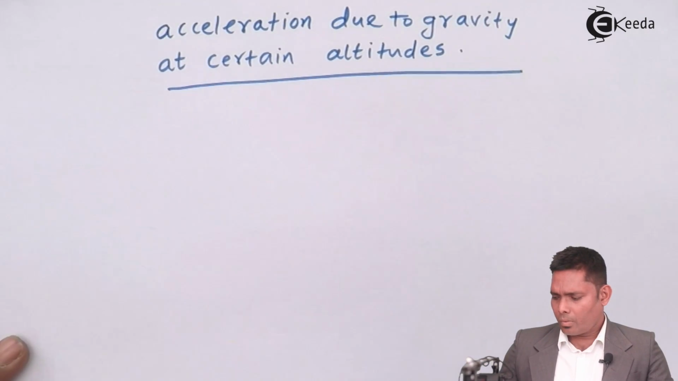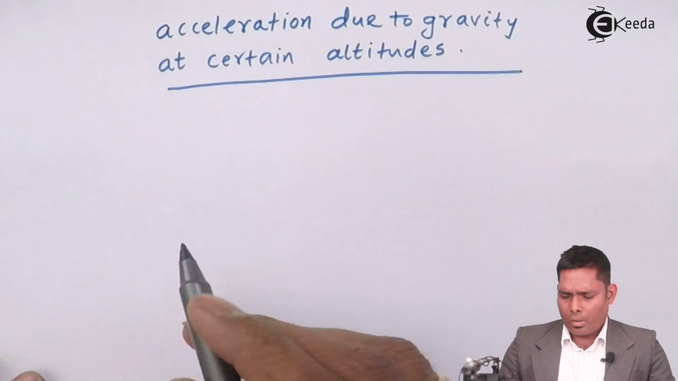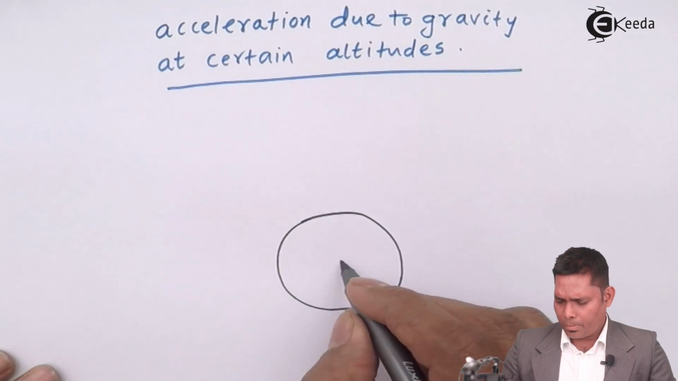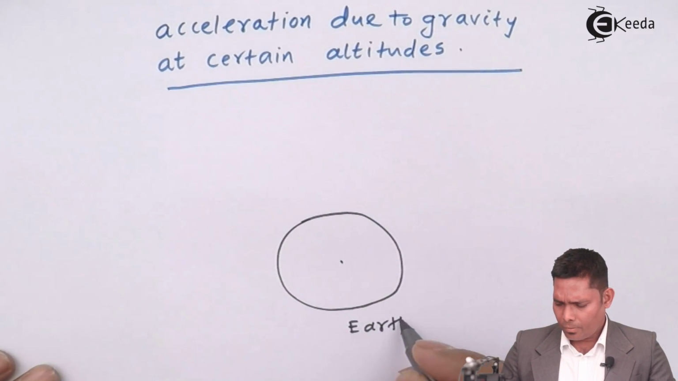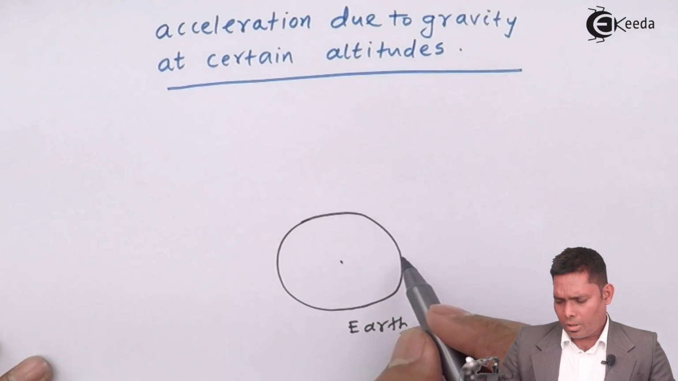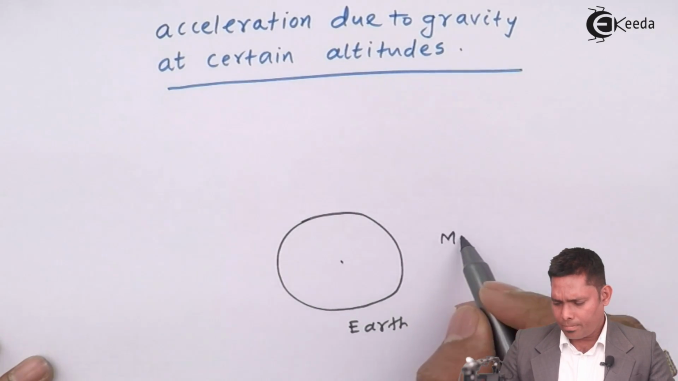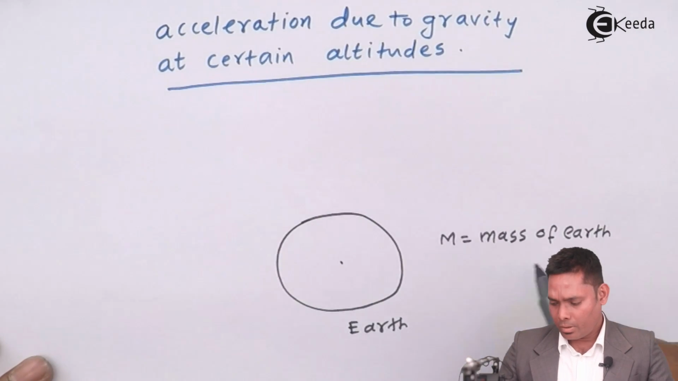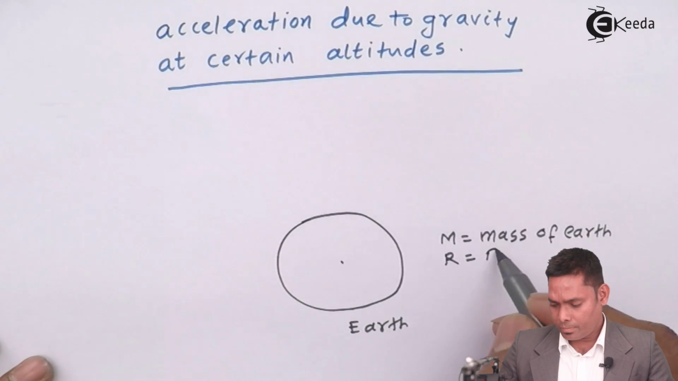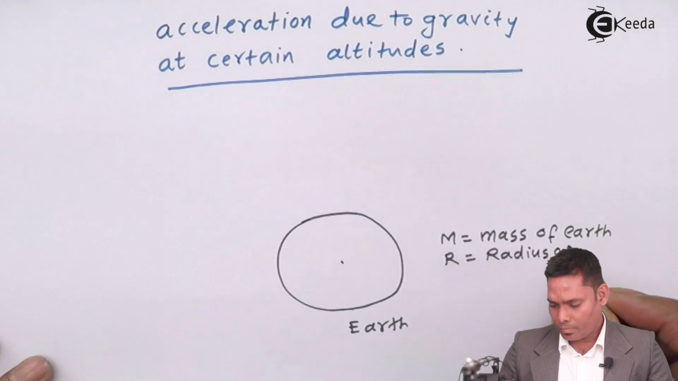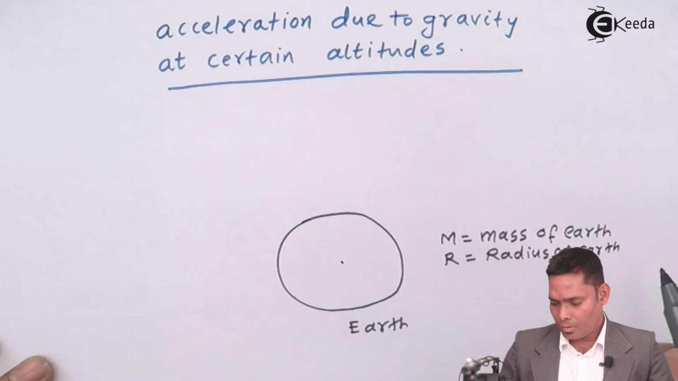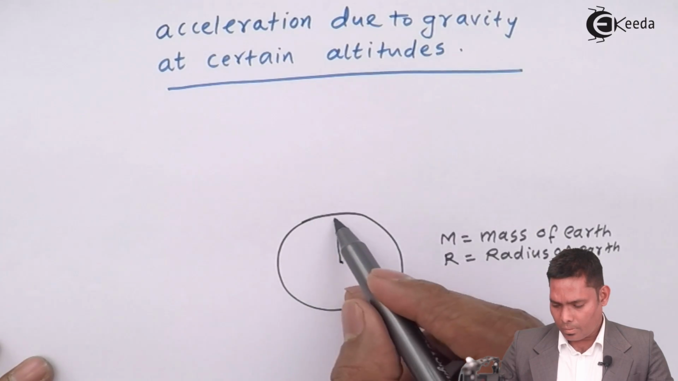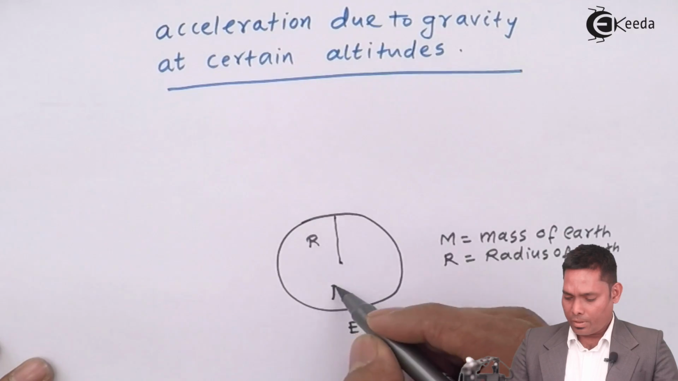Now, if I have a planet Earth here, suppose this is the Earth planet, its mass is capital M, the mass of Earth, and R is its radius. Suppose this is the radius R, and M is its mass.